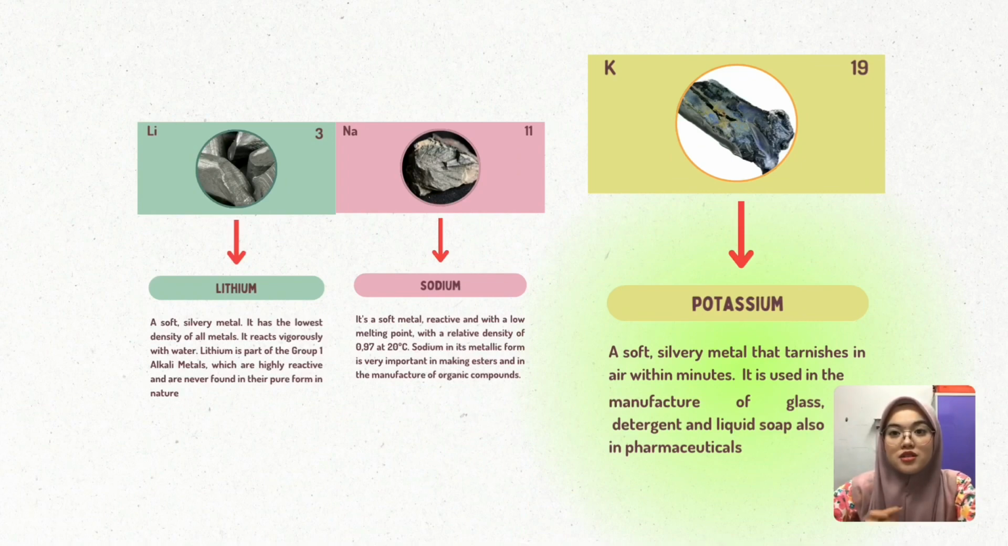Third point is potassium. Potassium has the same characteristics as lithium and sodium, but it tarnishes in air within minutes. It is used in the manufacture of glass, detergent, liquid soap, and in pharmaceuticals. Potassium has a low melting point and a good heat conductivity. Some of the potassium salts are very important in the industry, such as nitrate, chloride, and carbonate.